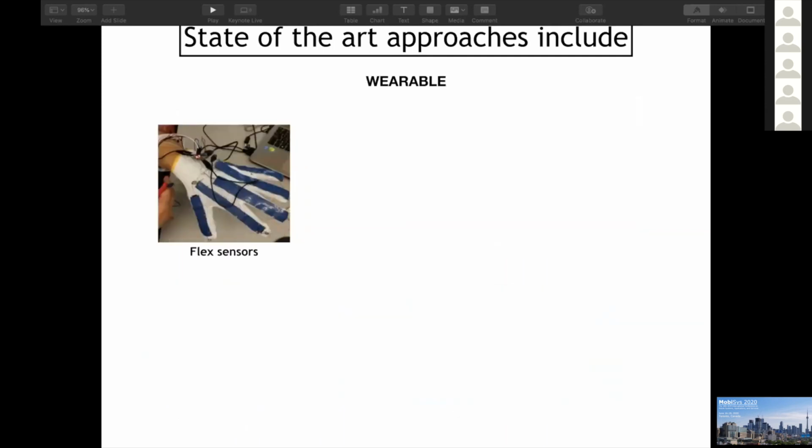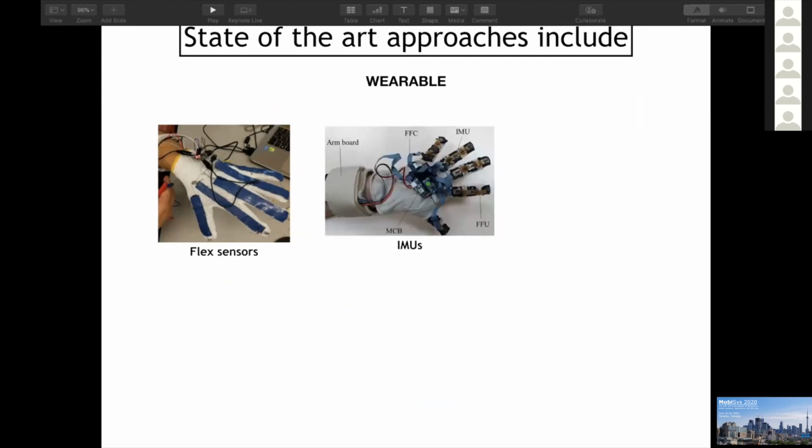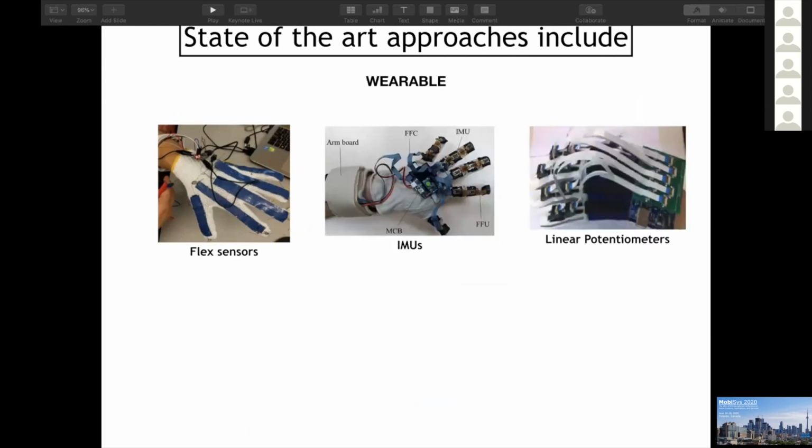Now, coming to the wearable-based approaches, many researchers in the past have used flex sensors. Flex sensors are nothing but a conductive strip whose resistance changes when they are bent. They use that fact, and obviously they use IMUs and linear potentiometers as well. So these three techniques are being used extensively by researchers.